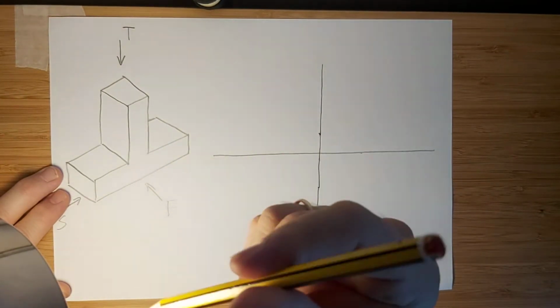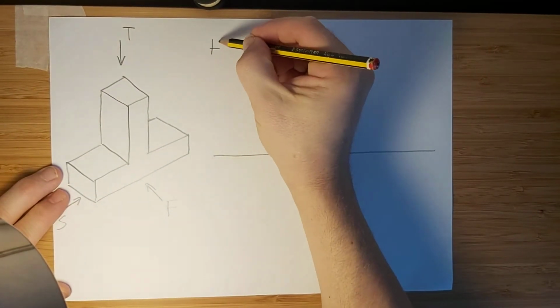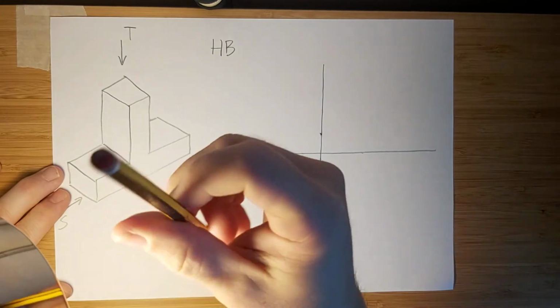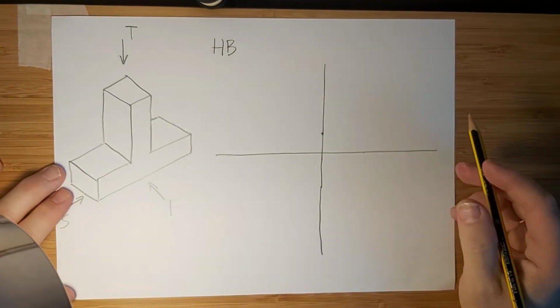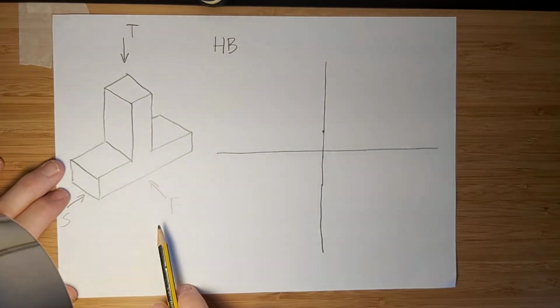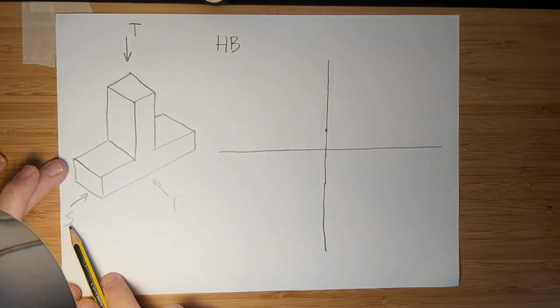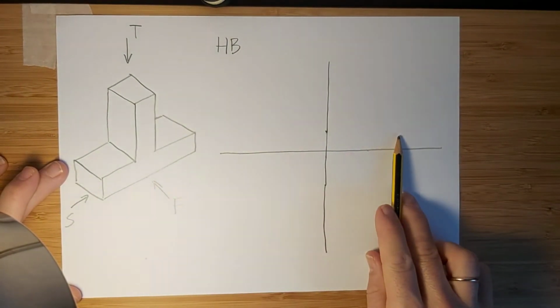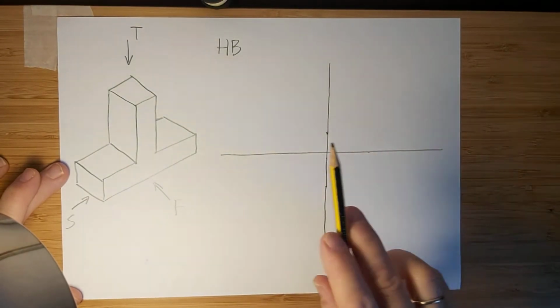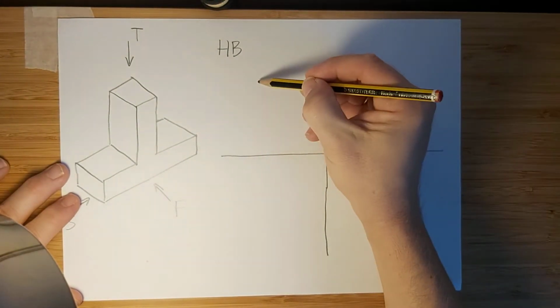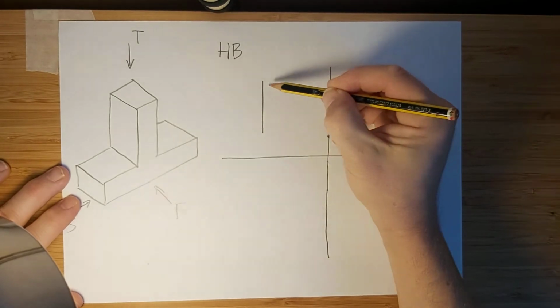Well, I'm drawing with an HB pencil. All right. So now we will draw the front view. Well, this is the left side view, and we draw it on the right. So the front view here. I draw this.